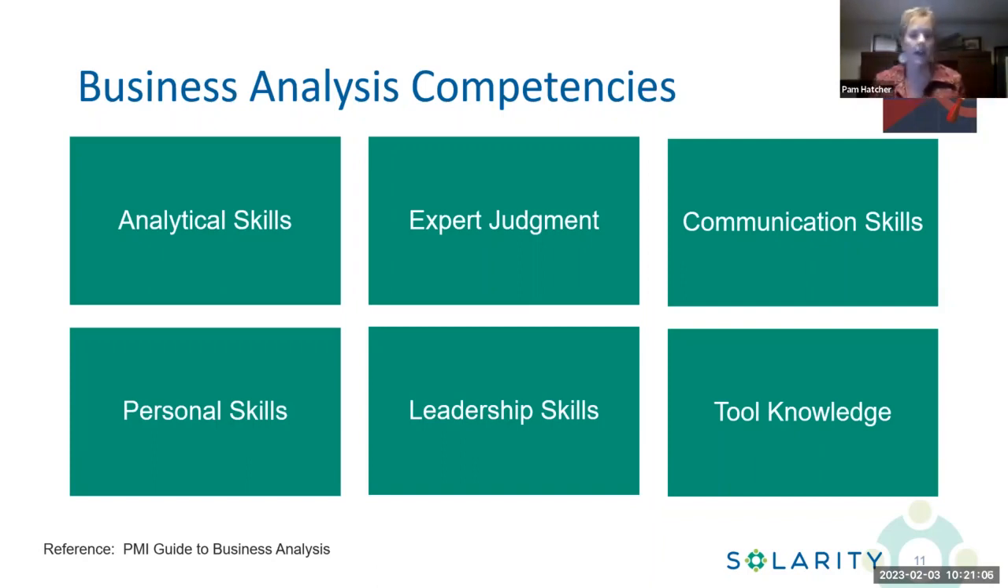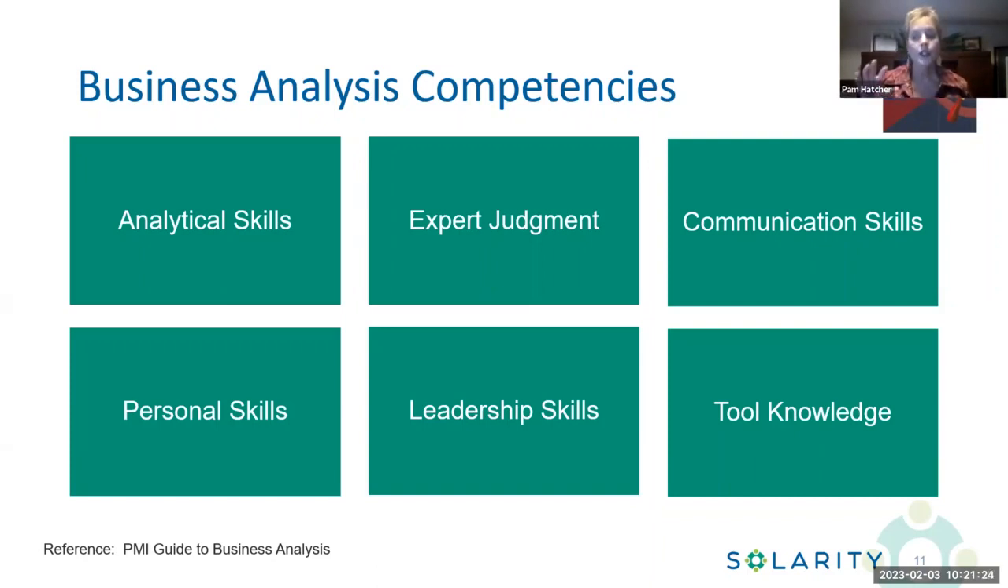So we'll say that over and over a bunch of times. It's also to elicit, document, and manage requirements. So a good business analyst has a balance of skills across what's on the screen, these 6 competency areas, and there is no priority order.